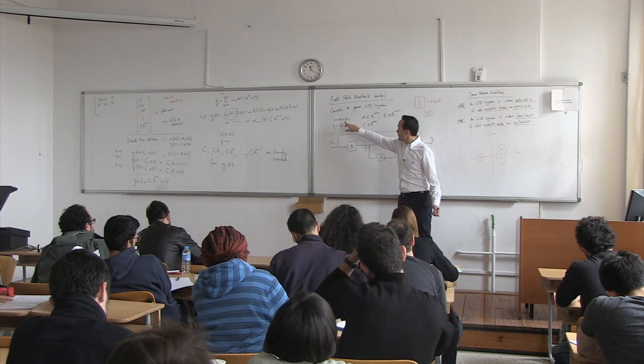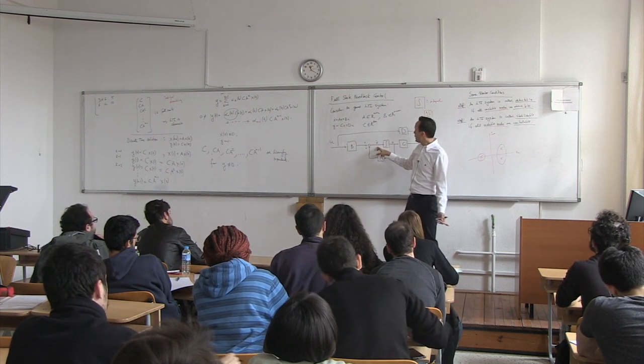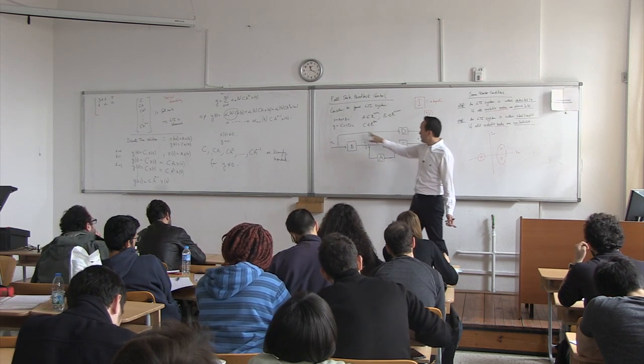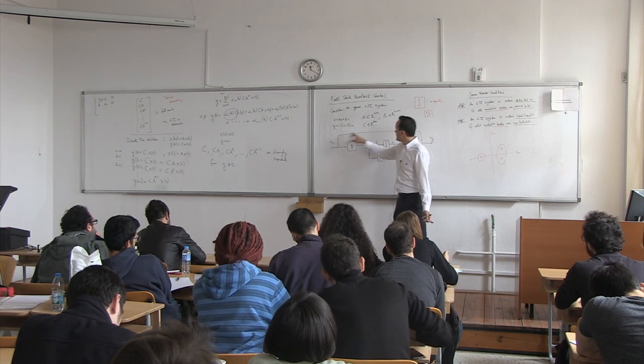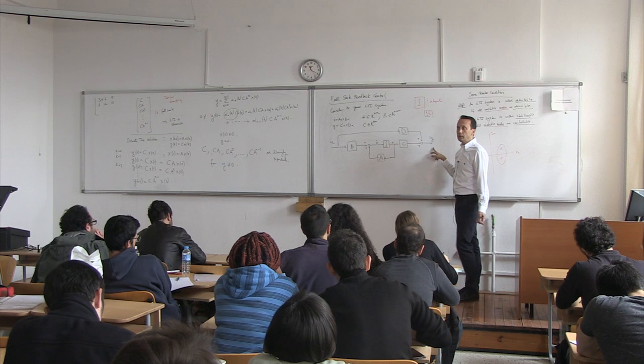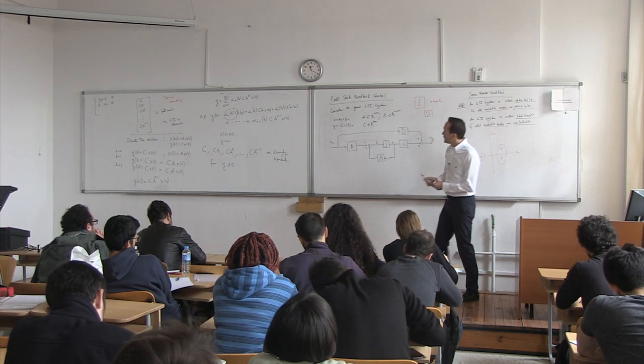So if you look at this, you take u multiplied with B, add x times A, you add it to this, and then you get x dot. See that? And then you take the integral of x dot, you get x, right? And then you multiply it with C, and then add D times u, and you get y. Is that clear? Probably quite straightforward, right? The input is u.